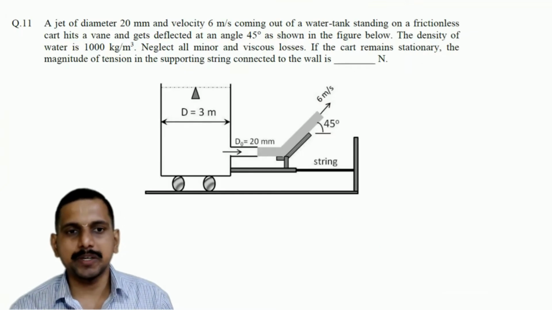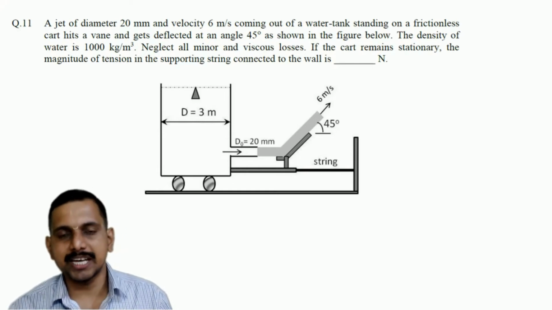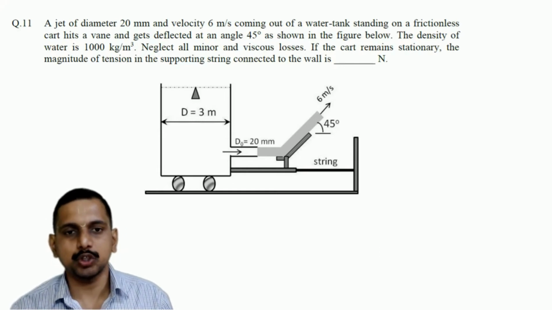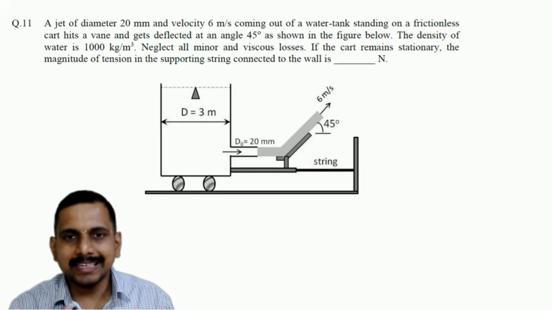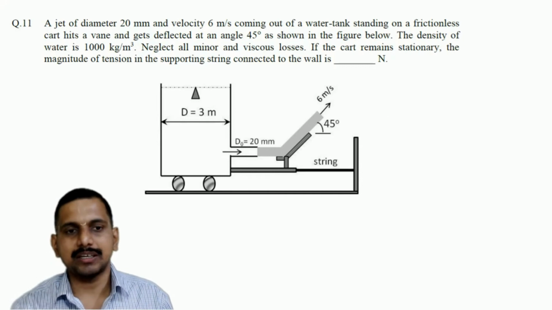A jet of diameter 20 mm and velocity 6 meters per second coming out of a water tank standing on a frictionless car hits a vane and gets deflected by 45 degrees, as shown in the figure below. The density of water is 1000 kg per meter cube. Neglect all minor and viscous losses. If the cart remains stationary, the magnitude of tension in the supporting string connected to the wall is dash.